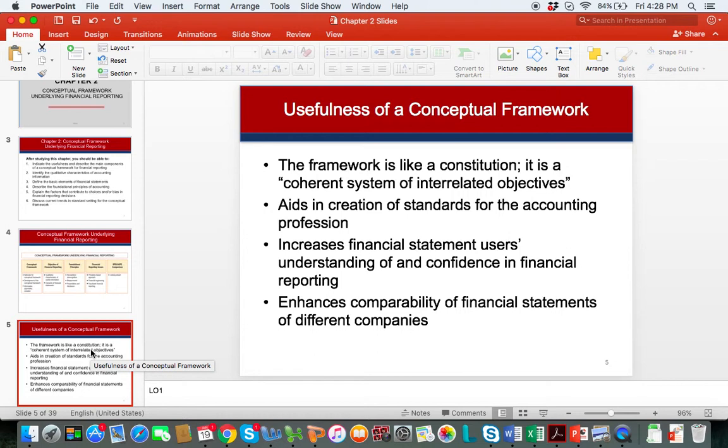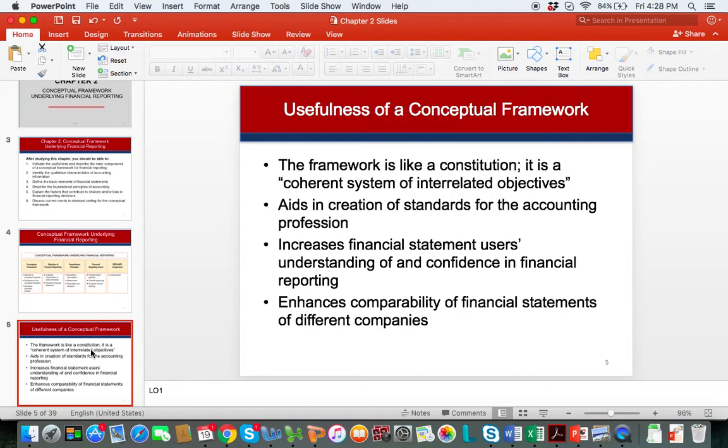So the framework is like a constitution. It's a coherent system of interrelated objectives. So what does that mean? It's basically just like, what is a framework? It's basically an environment or a model capturing all your financial standards and objectives all under one roof, effectively. So it aids the creation of standards for the accounting profession, just to make sure that everything is properly interrelated and there's no overlap or duplication.